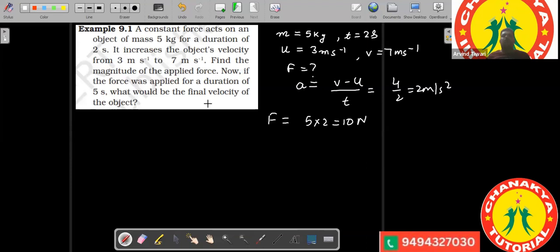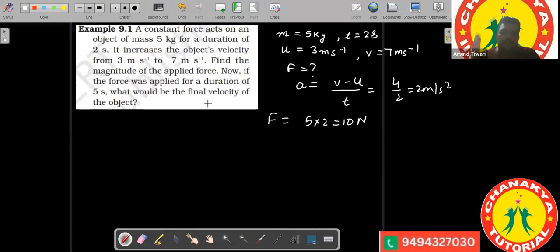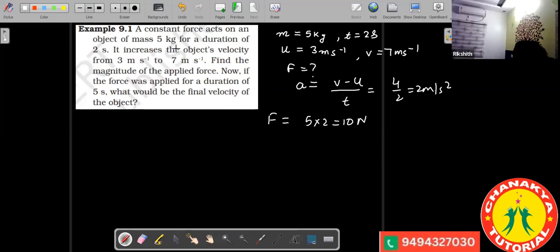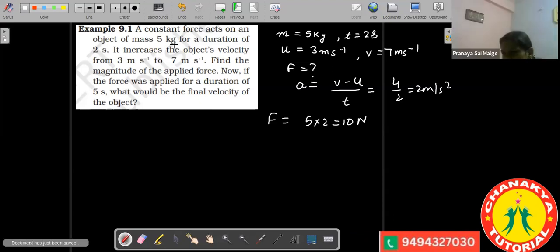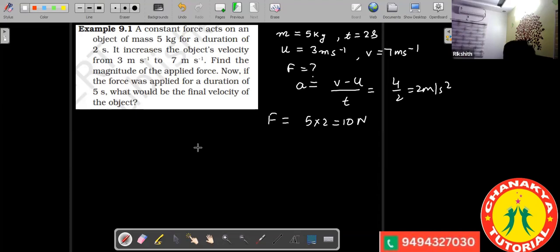Now if the force was applied for a duration of 5 seconds, the same force was applied for 5 seconds. Sir, 13. 13. You are saying final velocity would be 13. Sir, no. Wait 1 minute. No. Sir, he's right, actually. You are right. Final velocity will be 13. I just checked the questionnaire and just told the answer. I didn't do the rough work.